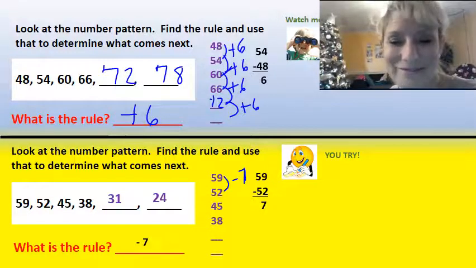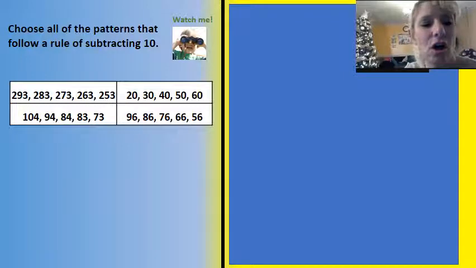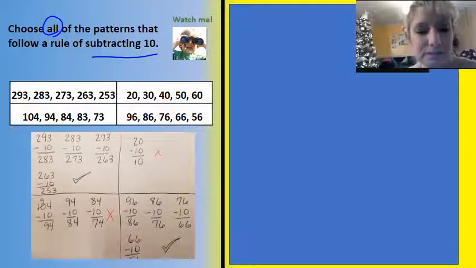I hope so. All right, now we're going to try one that's really challenging. So what I did with this one is I actually wrote it on a piece of paper and took a picture of it for you to save a little time. You had to choose all of the patterns that follow the rule of subtracting 10. So take a look at what I've done here.